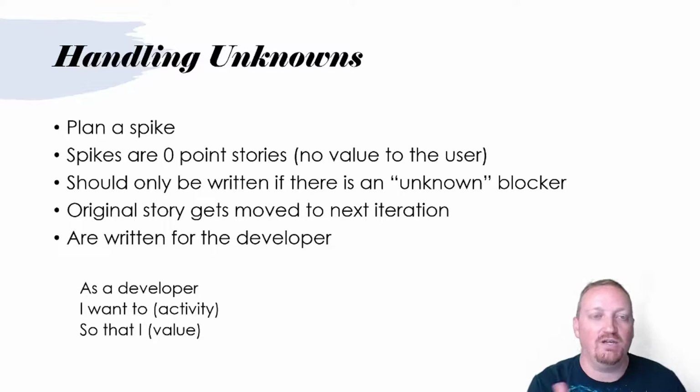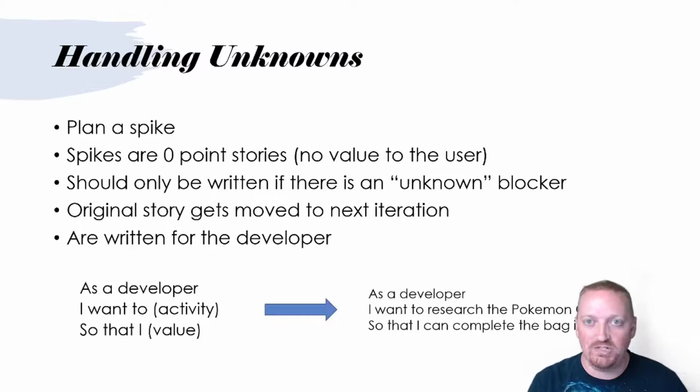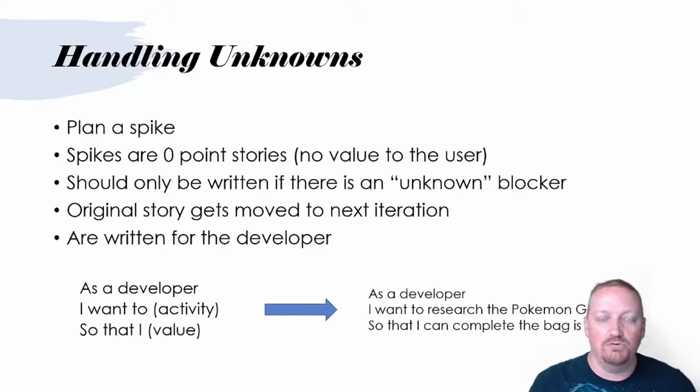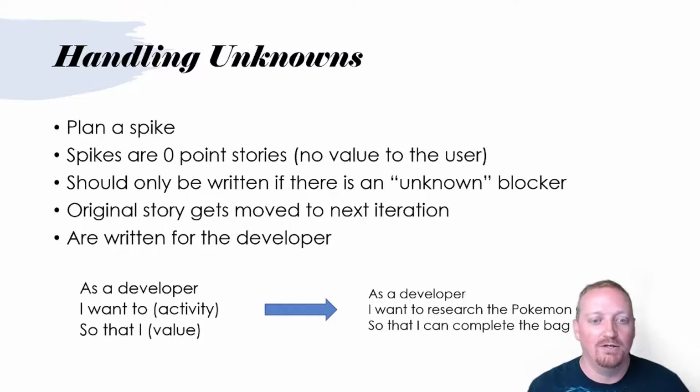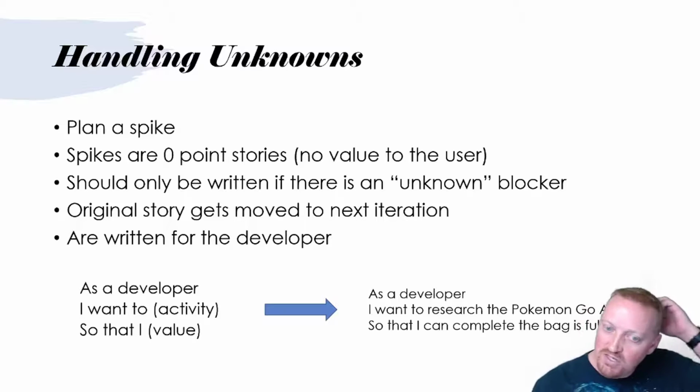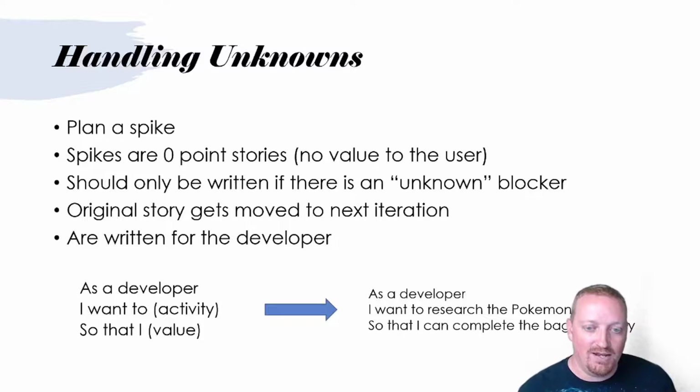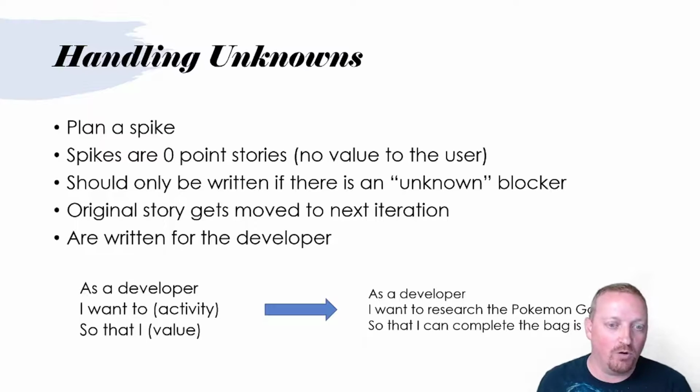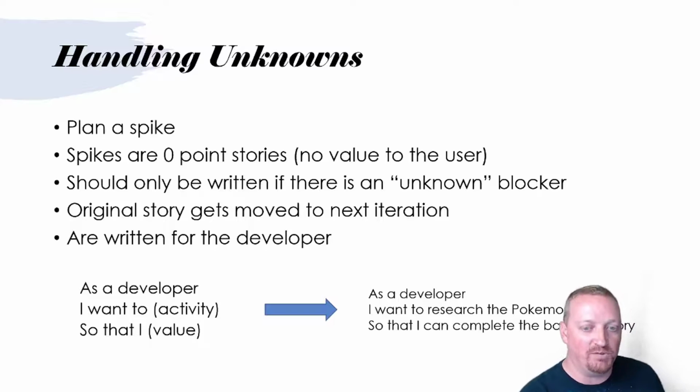But now, instead of the who being a user, it's not a user story, it's a spike, and a spike is for the developer. So as a developer, you could say as Steve or as Charlie or whoever the developer is on the team, as a developer, I want to do this thing, whichever activity you're trying to explore, so that I can provide value. Now, here's the thing. The value is actually going to point back to the original story, right? So you would say in a spike, as a developer, I want to research the Pokemon Go API so that I can complete the bag is full story. The assumption here is you've got some user story called the bag is full story, and you can't accomplish it because you've never worked with the Pokemon Go API before. So you need to research the Pokemon Go API before you can complete the bag is full story.